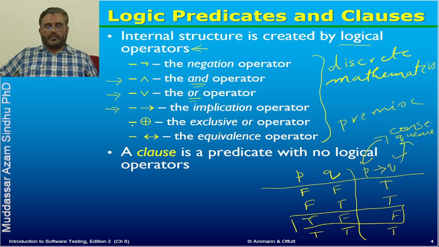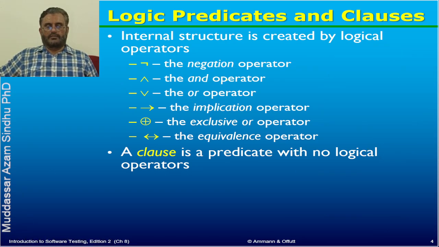For the exclusive OR operator, when any one of the operands is true, then it will return a true. When both are either 1 or 0, then it will return a false. And the equivalence operator will return a true when both are identical, like both operands are 0 or false, or when both are true. When only one of them is true, then it will return a false. So these logical operators can be present inside a predicate.